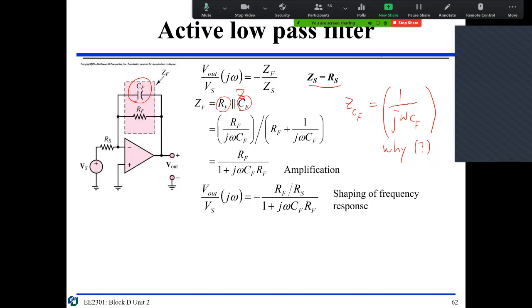But what if you have an inductor here? So this is actually an inductor, L. ZL is j omega L, okay? J omega L. ZCF is 1 over j omega CF, okay?